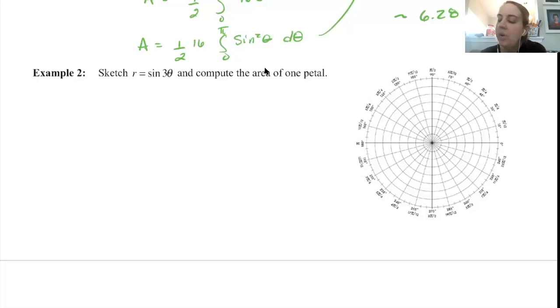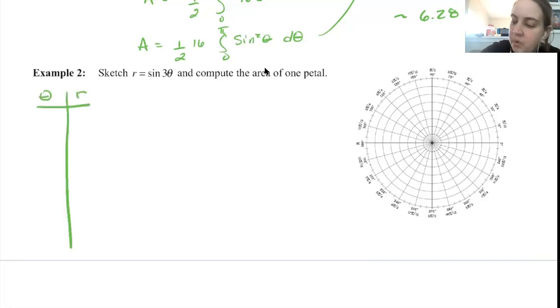All right, next up, we are going to sketch r equals sine 3 theta and compute the area of one petal. Now, could I put this in my calculator? Yes, but should I know how to do this by hand? Yeah, I probably should. So I'm going to start with a theta radius table, and I am going to choose some values. So what values do I choose? Well, that 3 is going to be kind of handy. So I'm going to make sure I'm using ones that when I multiply by 3, I get a nice value that would still be on the unit circle.